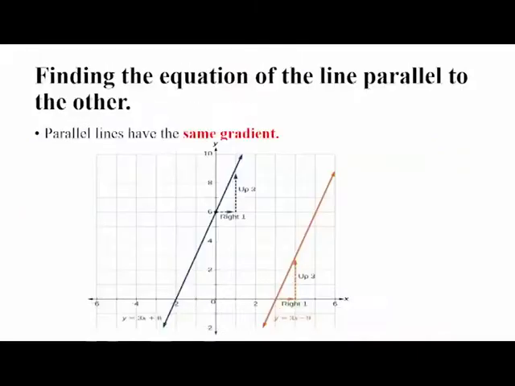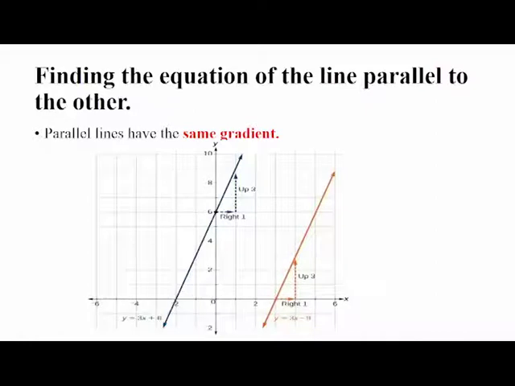Okay, what if you are finding the equation of the line parallel to another line? If the lines are parallel, they have the same gradient. So as you can see there, those lines have the same gradient. If you look at the gradient of this line, it's 1, 2, 3. The gradient of this line is 3. This one is also 3: 3 units up, 3 units to the right.